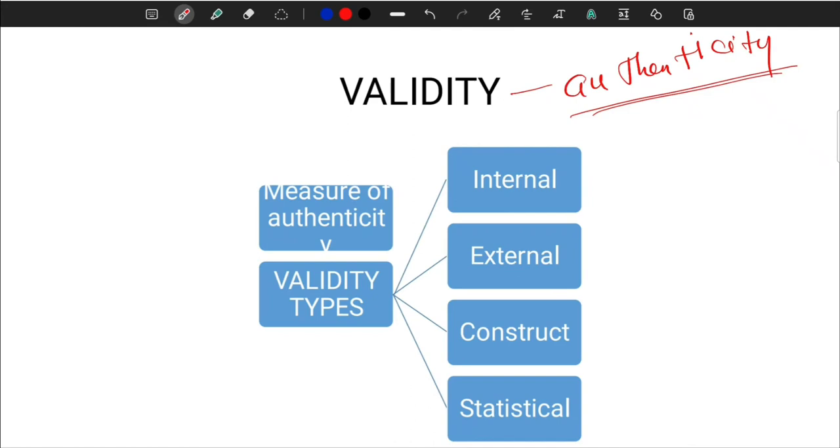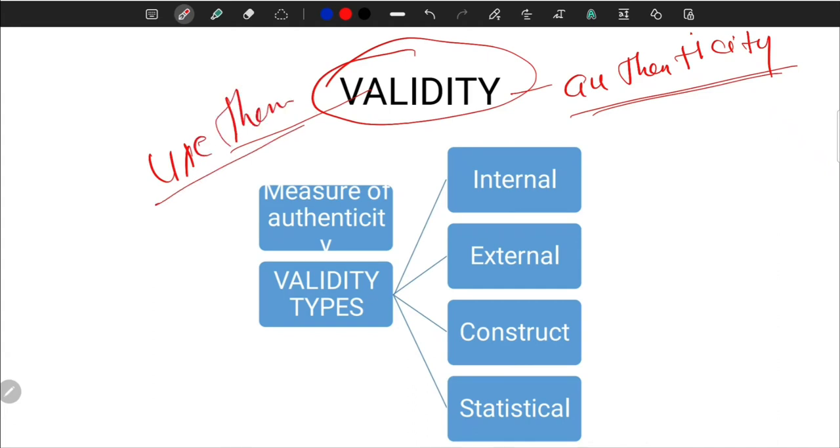For example, pharma companies validate a particular medicine for a particular disorder or disease. Nowadays Dolo is famous among us. So they have given a validity to use that particular medicine for a particular thing. It's the same. We validate our researches, our tools, so we can use them for a particular purpose or reason, or we can generalize them. That's known as authenticity or validity.